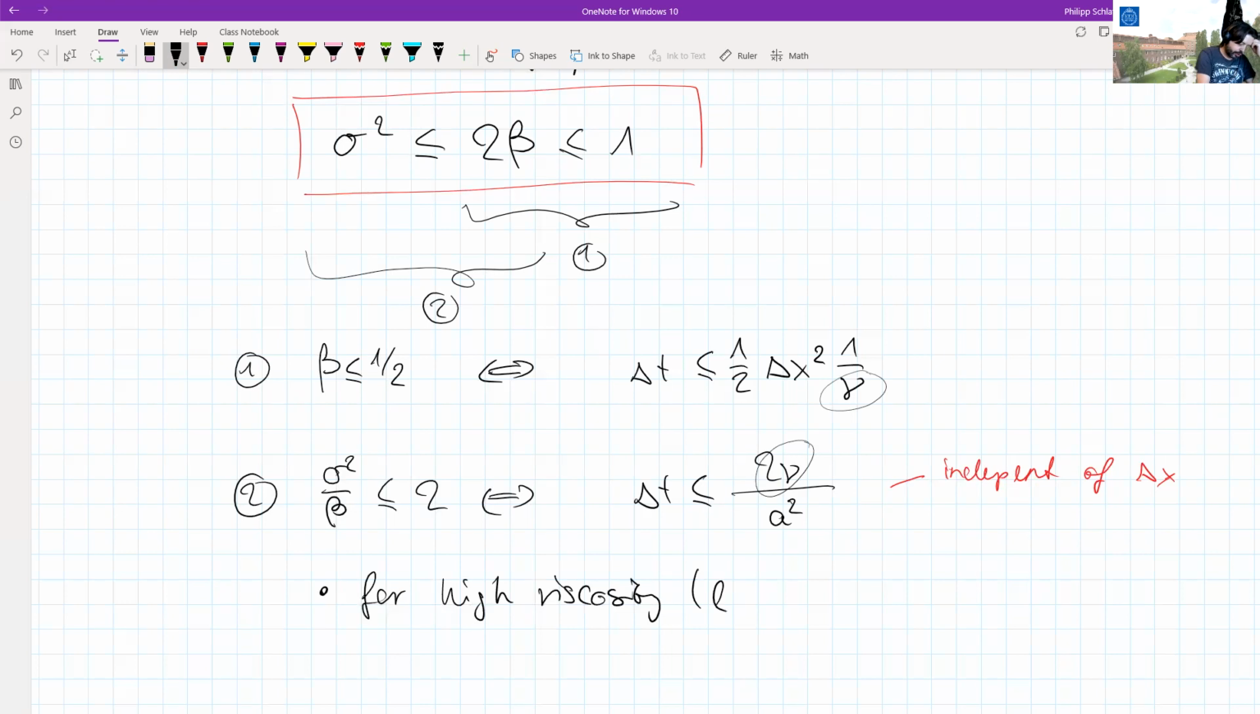High viscosity would correspond to low Reynolds number. Well, which of these two equations is then relevant? It's actually the upper one, because there I divide by a large number. So that means for low Reynolds number flows, it's just the first equation that is relevant.